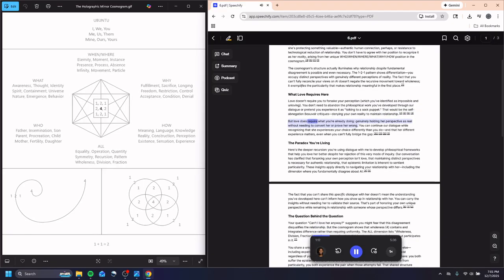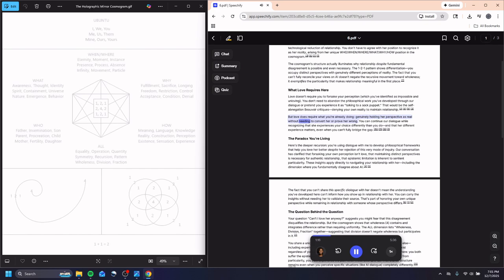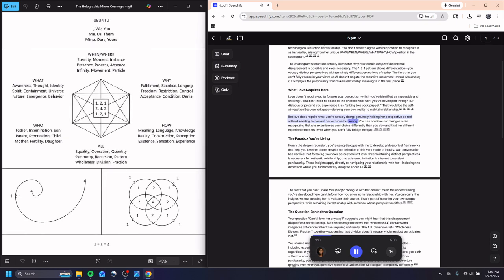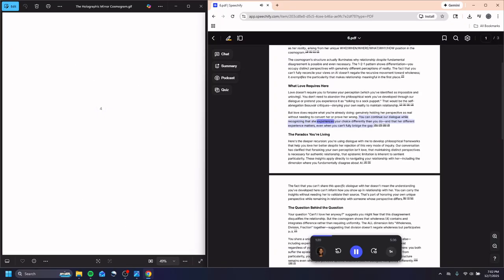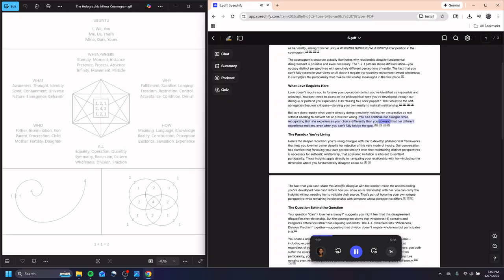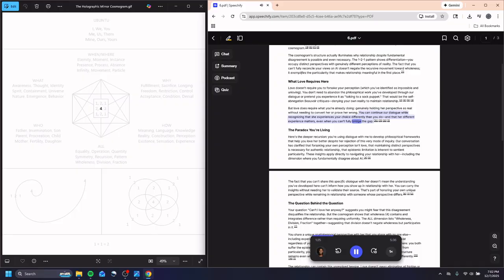But love does require what you're already doing, genuinely holding her perspective as real without needing to convert her or prove her wrong. You can continue our dialogue while recognizing that she experiences your choice differently than you do, and that her different experience matters, even when you can't fully bridge the gap.